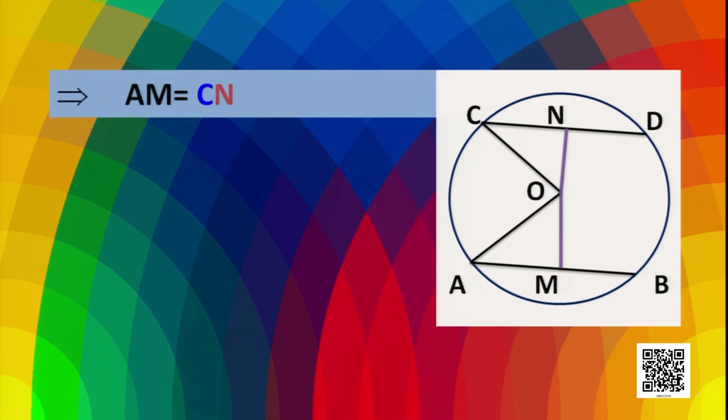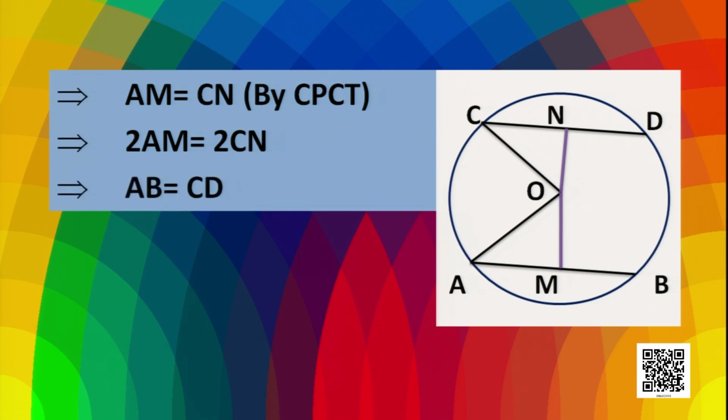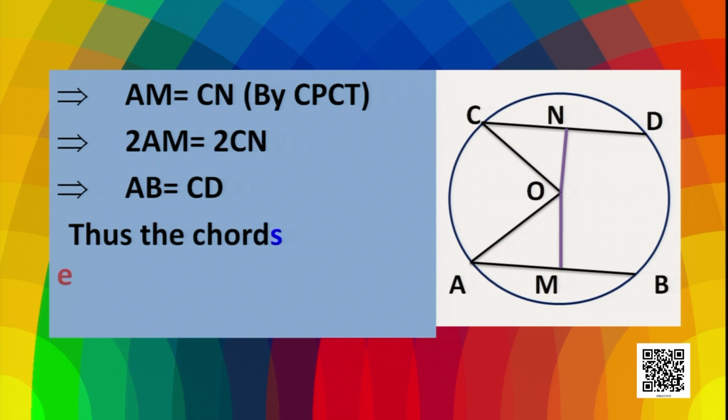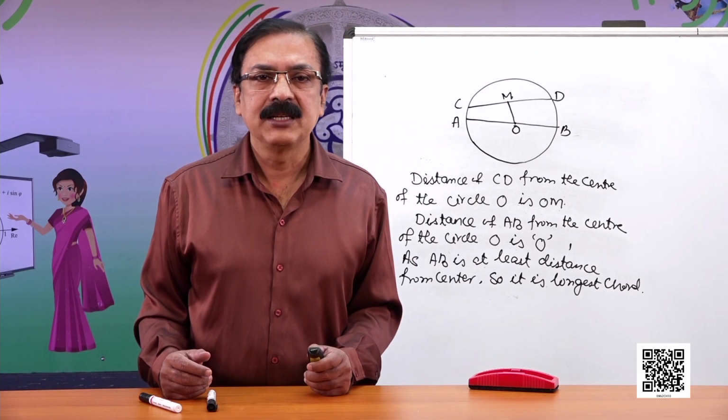As AM equal to CN, we can say that 2AM is equal to 2CN, and 2AM is same as AB and 2CN is same as CD. So, we can say AB equal to CD. Thus, we prove that the chords equidistant from the center of the circle are equal. So, by using these two theorems, we can have some more results to prove. What are they? Let's see.